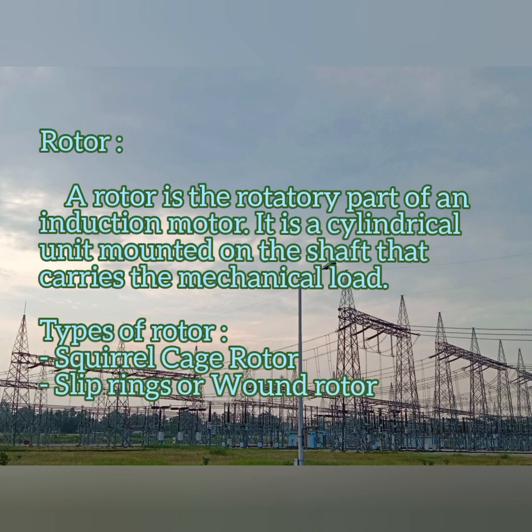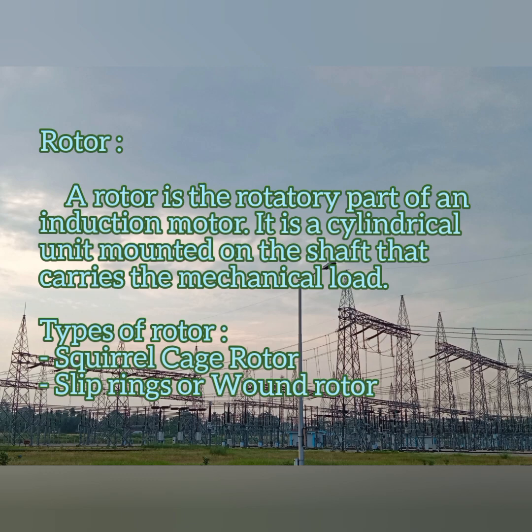Next, coming to the rotor. The rotor is the rotational or rotary part of your induction motor. It is also a cylindrical unit mounted on the shaft that carries the mechanical load. So this rotor is subdivided into a squirrel cage rotor and a slip ring rotor, or a wound type of rotor.